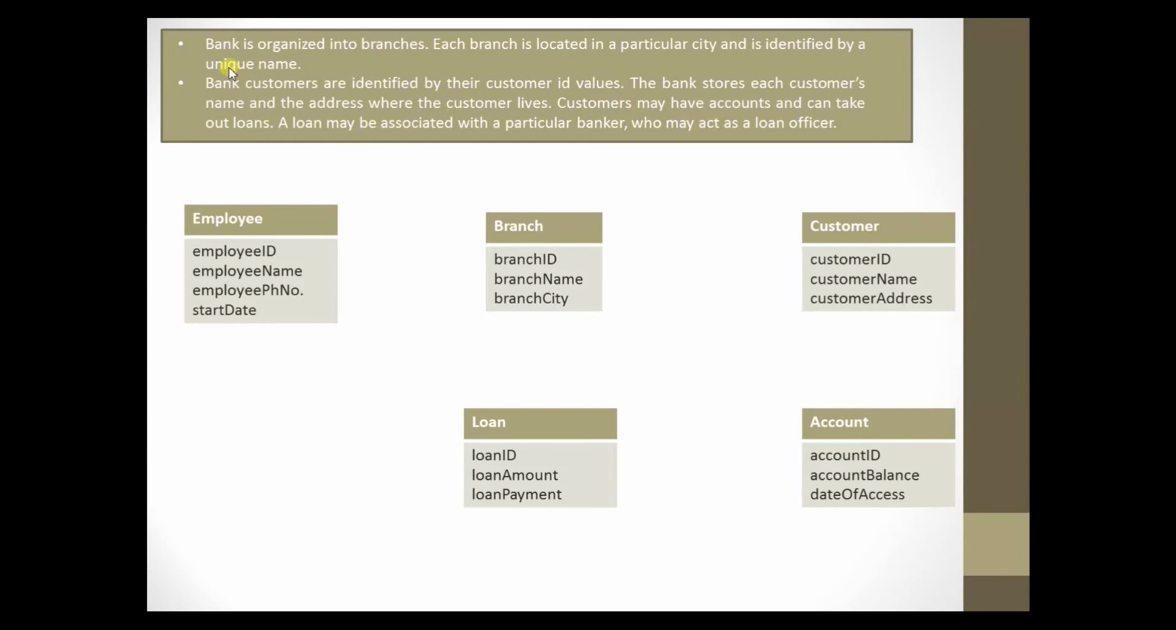And then the second one is, bank customers are identified by their customer ID. The bank also stores each customer's name and address, where the customer lives, and the customer may have an account. A customer can take out a loan. A loan may be associated with a particular banker who may act as a loan official.